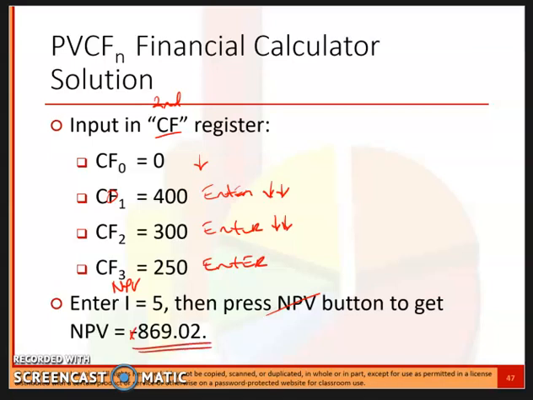All right. Okay, so next lecture we're going to talk about the differences between future value and present value, or we're going to compare future value and present value.